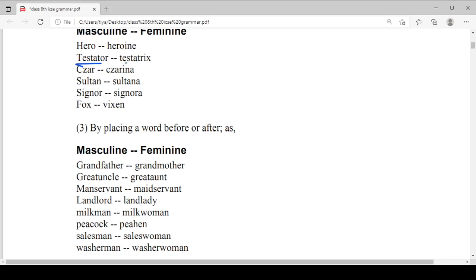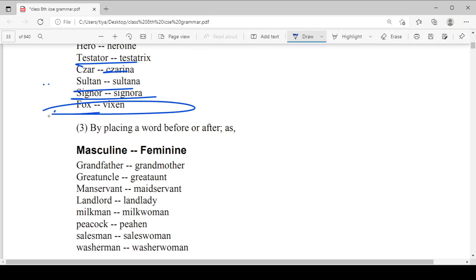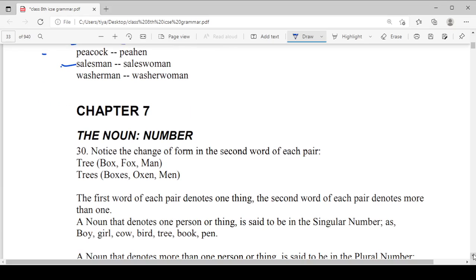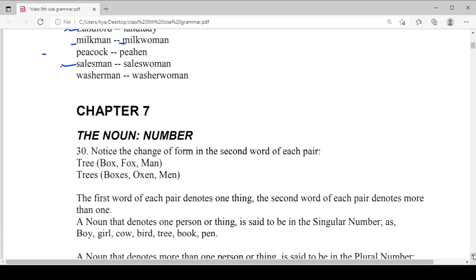Hero, heroine; tester, testress; sultan, sultana; singer, signor, signora; fox, vixen; grandfather, grandmother; grand uncle, grand aunt; manservant, woman servant or maidservant; landlord, landlady; milkman, milkwoman; peacock, peahen; salesman, saleswoman. Since the list is so long, and this was our chapter for the noun gender, in this chapter you don't need to read anything, just read the list of the feminine and the masculine gender, and you will easily build up your understanding of the noun gender.